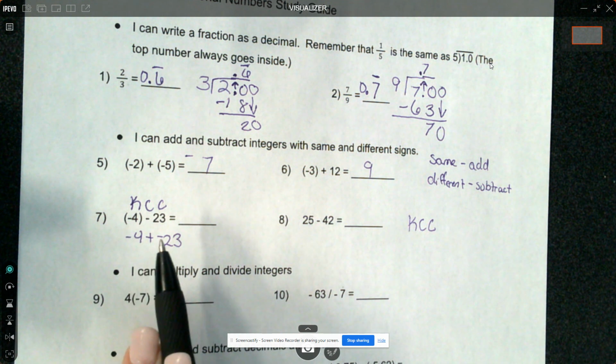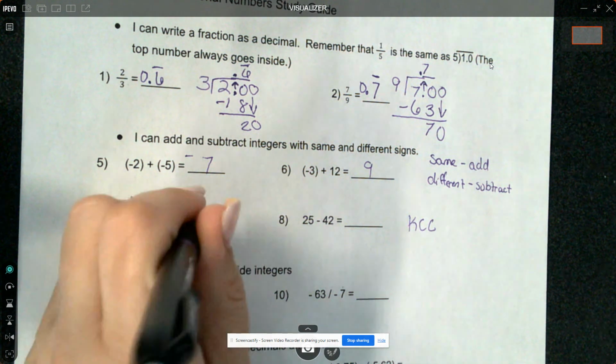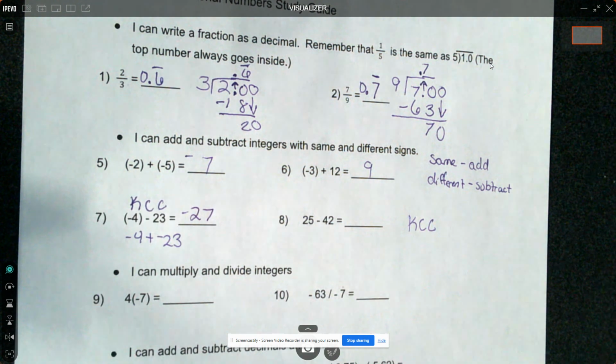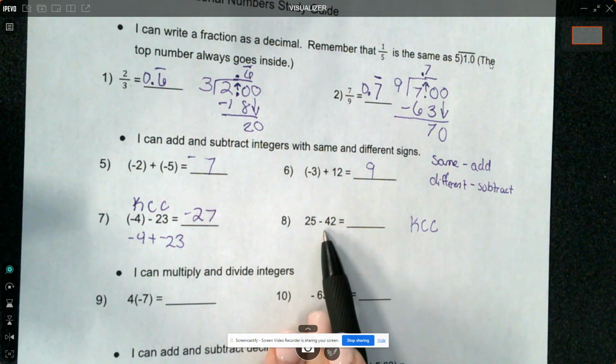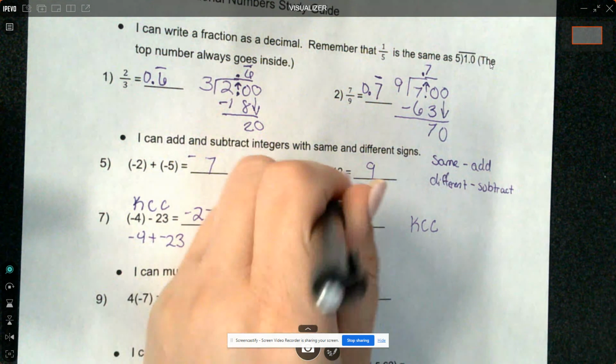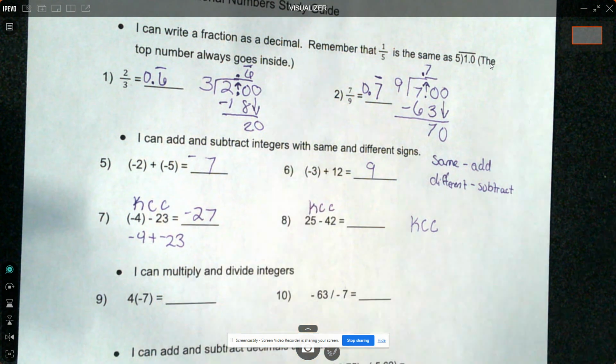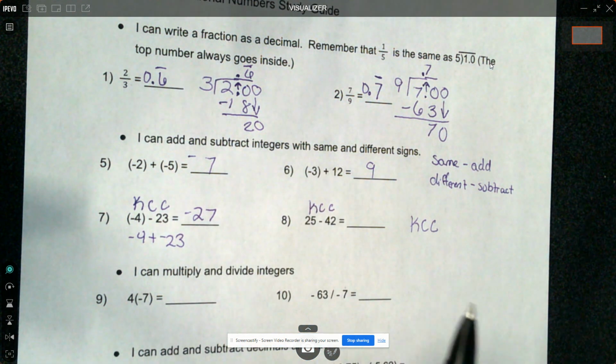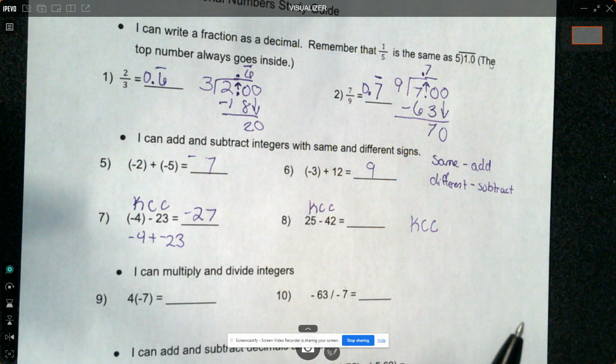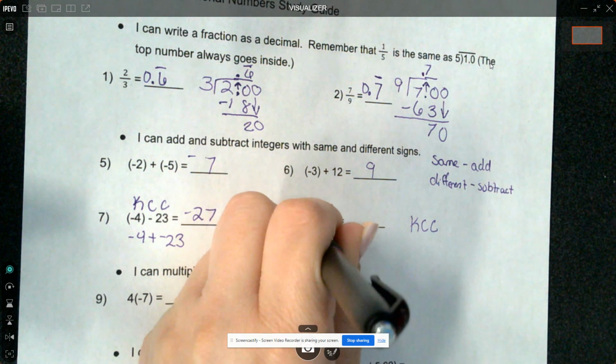These are the same sign, so I'm going to add them together. It would be -27. Number 8, if I rewrote it, because it's subtraction, so I have to do keep, change, change. If I rewrote it, what would the rewritten problem be, Mason Kessler? 25 plus -42.